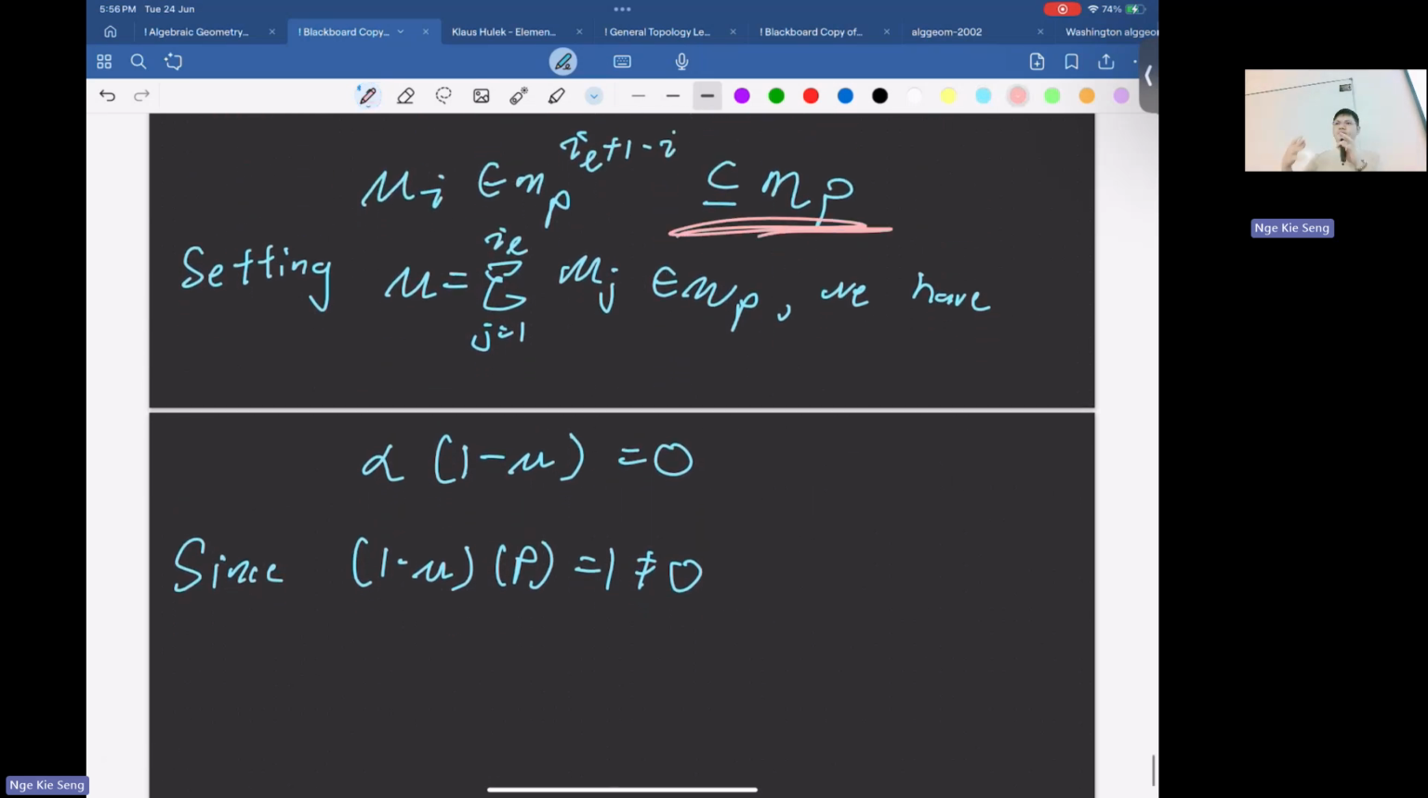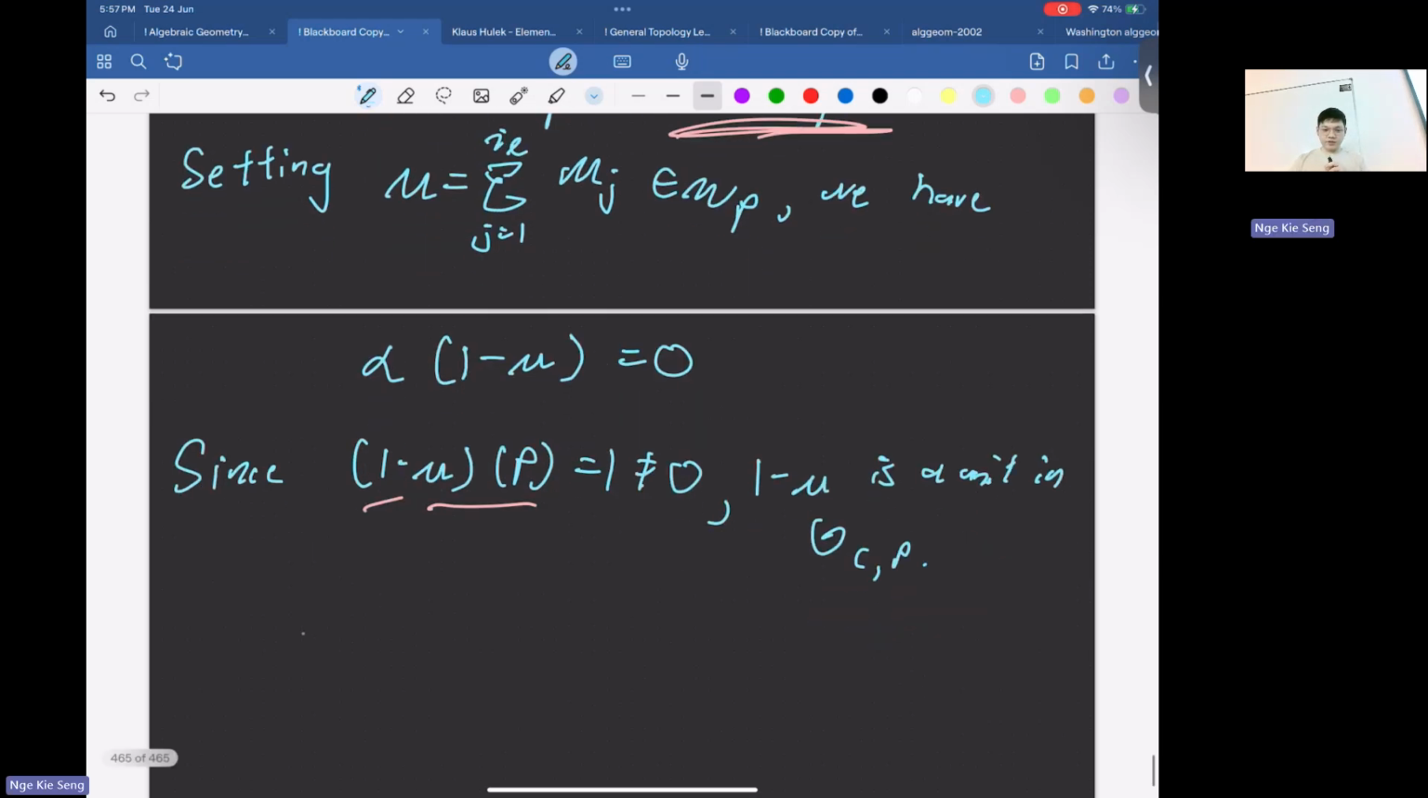Mu lives in MP, but what are the elements inside MP? All the G in the local ring OCP such that G(P) equals 0. So mu(P) is 0, so you are left with 1(P), which is 1. So this is non-zero, meaning what? Just now, what did I say? Outside the maximal ideal, they are all units, they are all invertible. So 1 minus mu is a unit in OCP. So this implies that alpha must be 0. So we proved that alpha is 0.